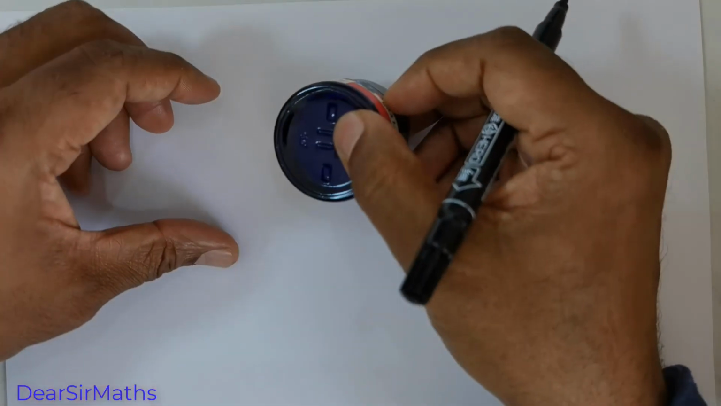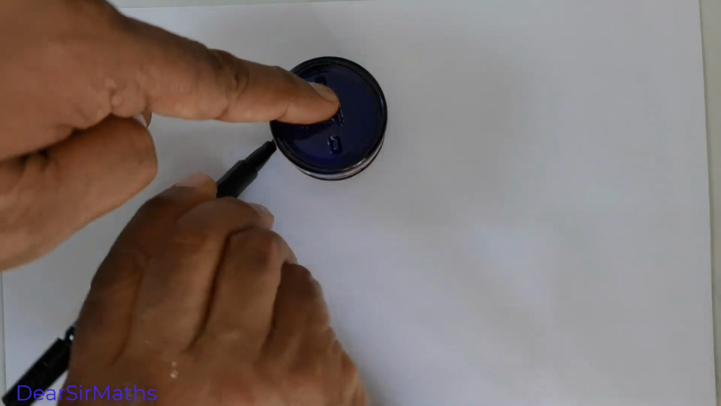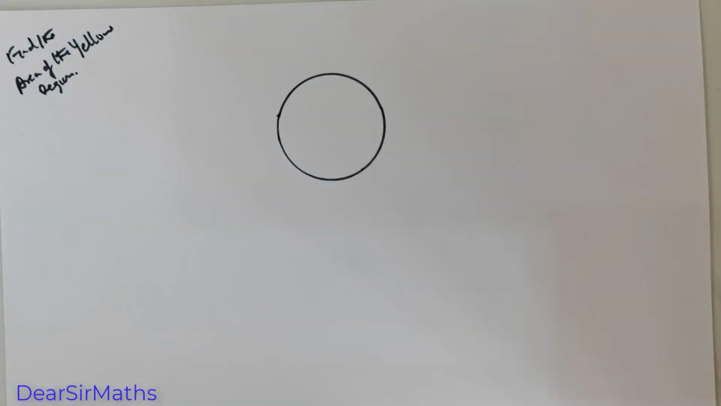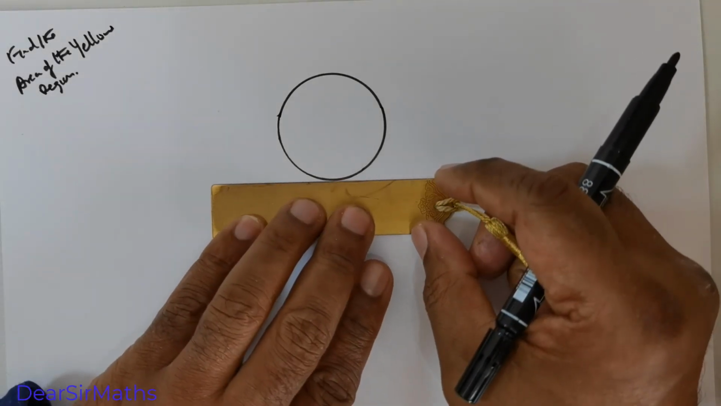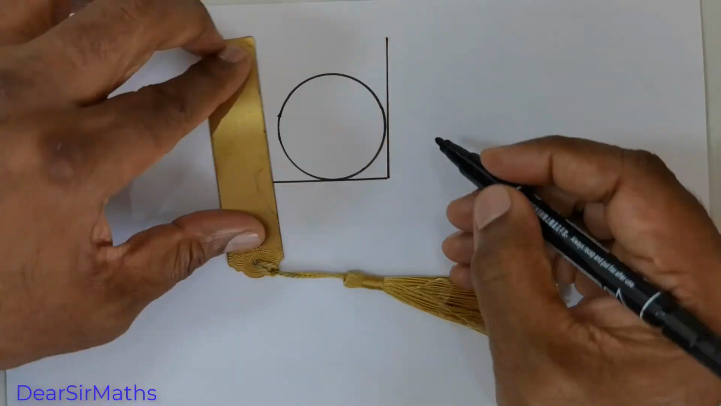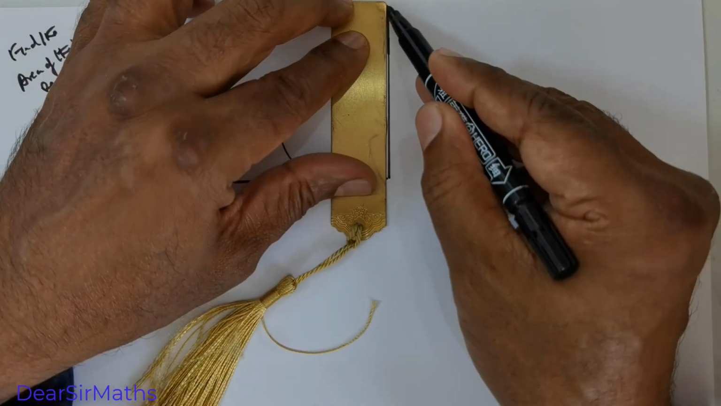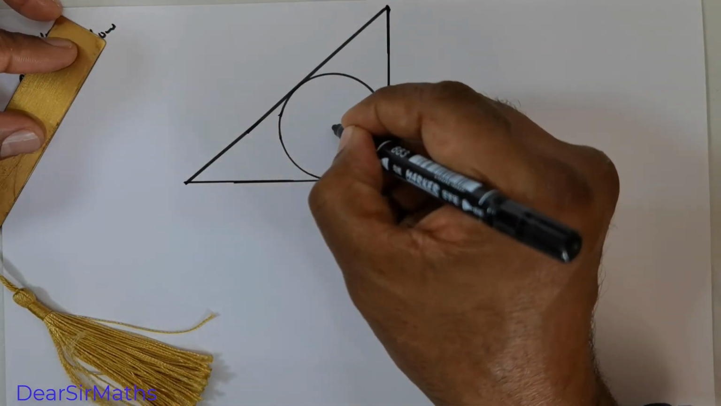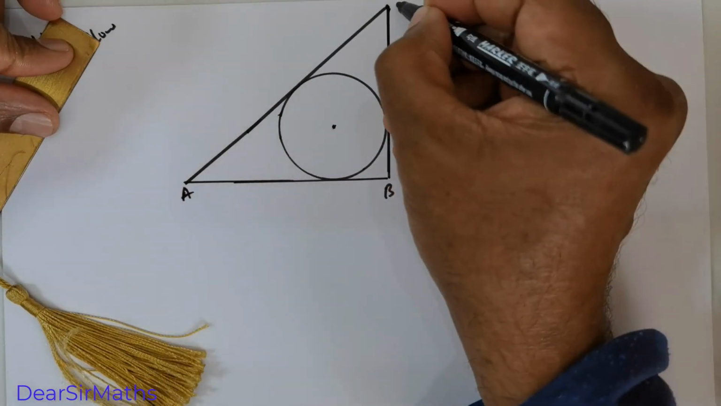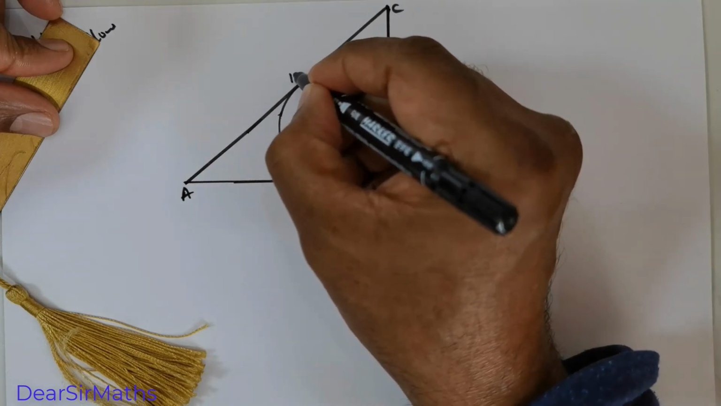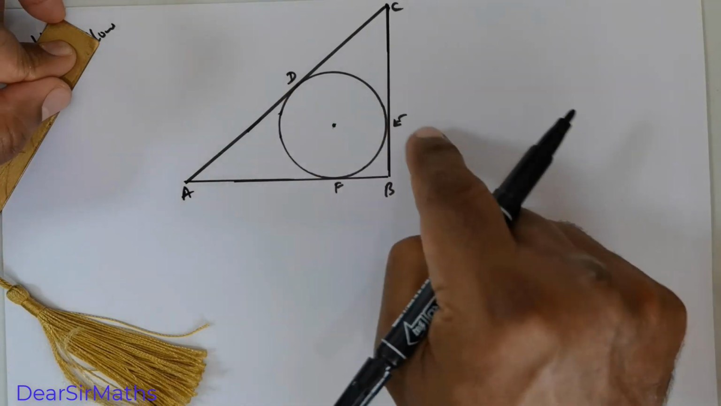Good day everybody, we got a beautiful question. Foremost, let me draw the circle. So having got the circle, we need a triangle. Okay, so this is the center. And this is A, B, C, and D, E, F.